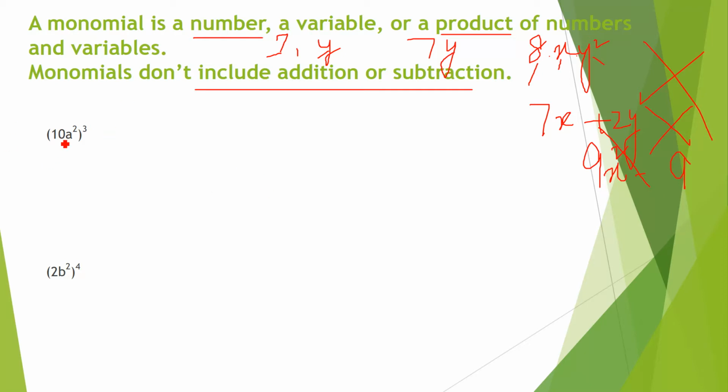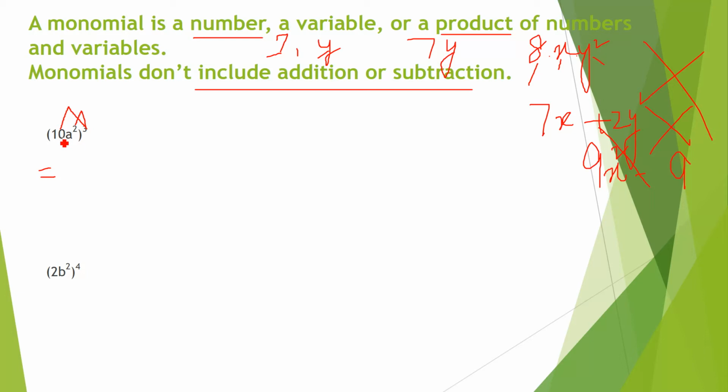Now here we are going to learn the power of monomials. So see, this is 10a², and this is the parenthesis, and this is the whole cube. This cube means that it belongs to a² as well, and this 3 belongs to 10 as well. This a² is the square of only the variable a, but this is a parenthesis, and after the parenthesis you have the power. It means that this belongs to 10 as well as a².